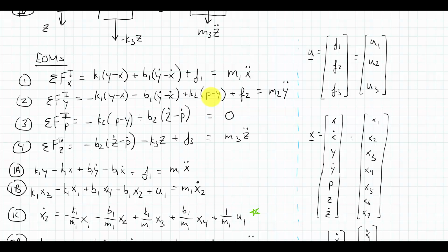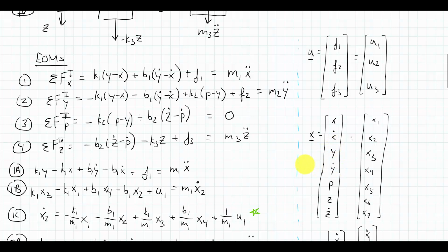So F1, F2, F3 were inputs. They are not going to appear here, but we have x's, x dot and x double dot. We have y's, we have p's, and we have z's. Our highest derivative term for x is x double dot. So x and x dot were state variables because it's all but the highest derivative. Y double dot was the highest, so y and y dot.